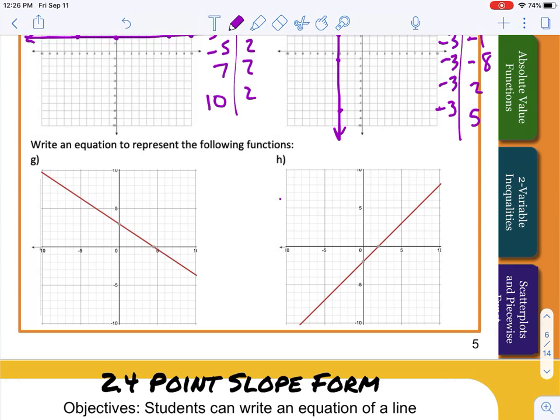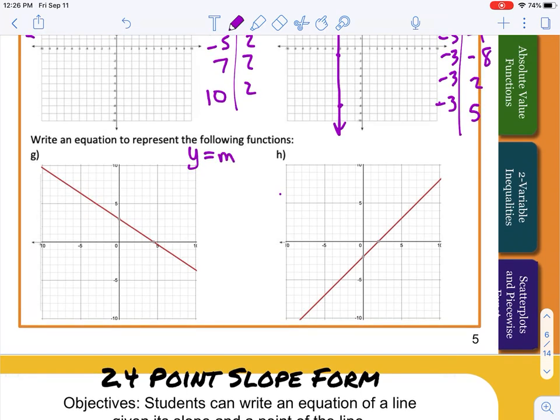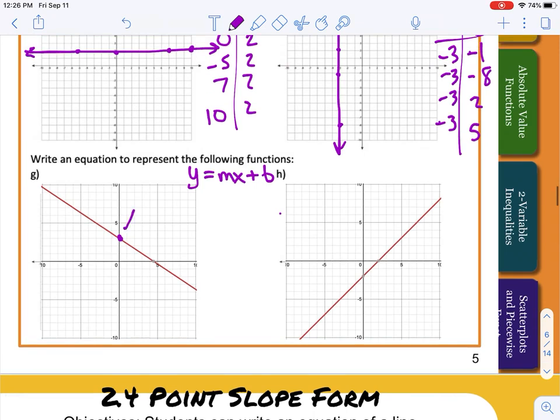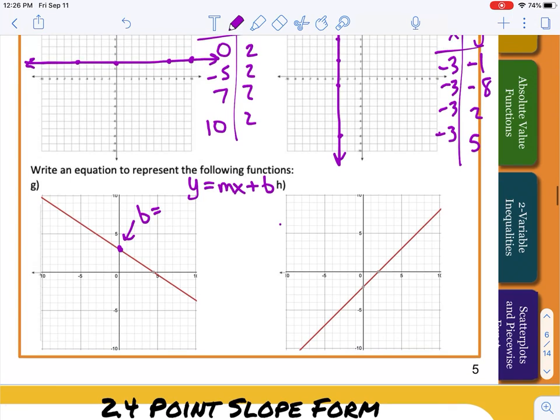All right, the last two we are going to write an equation to represent the following functions. So we need to write it in the format y equals mx plus b. So we need to find our b, our y-intercept, and also our slope. So b equals 3. Our slope, I'm going to suggest that you always find where 2 of our coordinate boxes intersect. This is what I call a pretty point. So that way you're not dealing with halves like you would at this point.